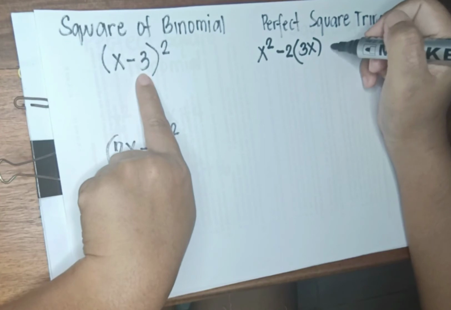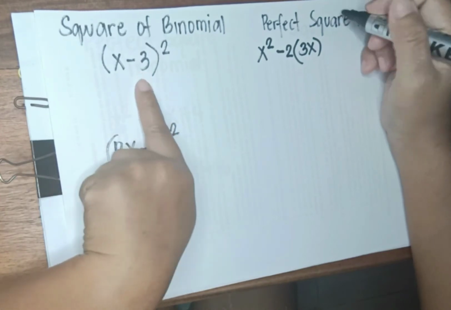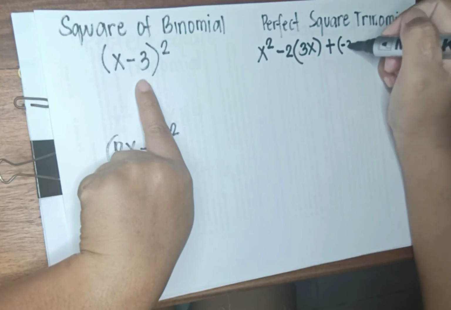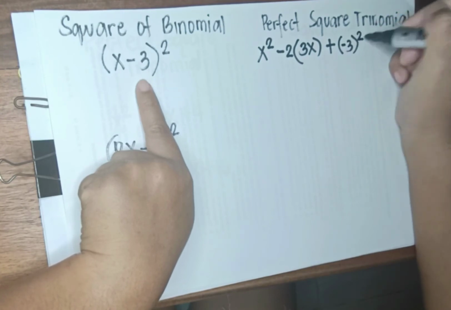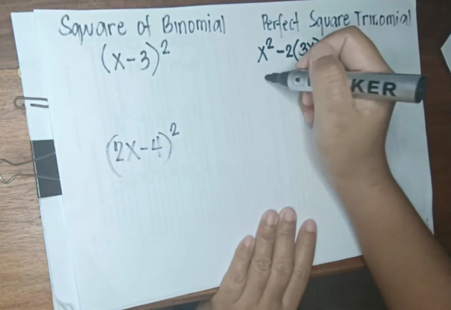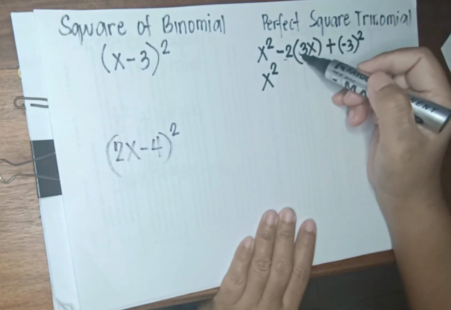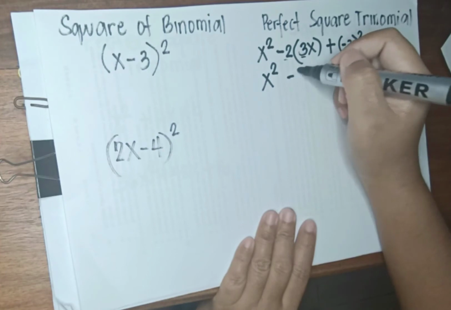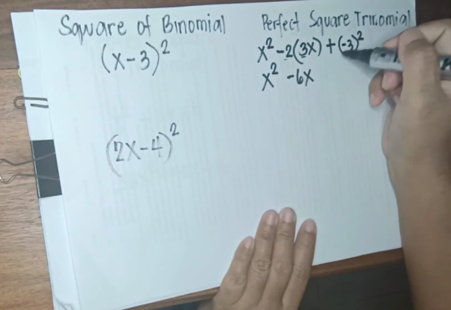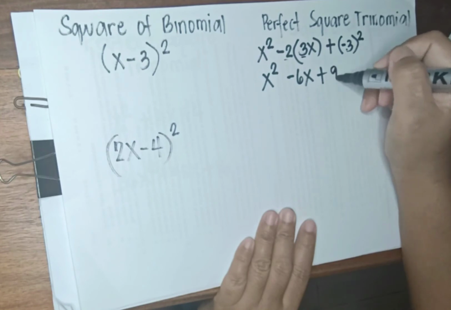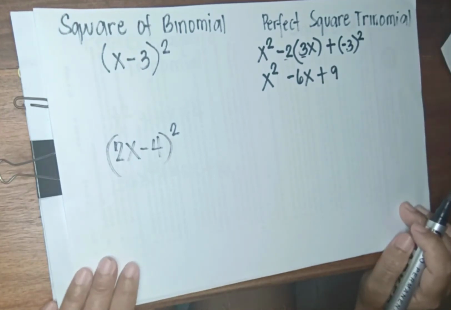And then, you copy the last term. So, plus negative 3 is squared. And then, simplify. So, x squared, negative 2 times 3, that is negative 6x. Tapos, plus negative 3 times negative 3, that will give you a 9.